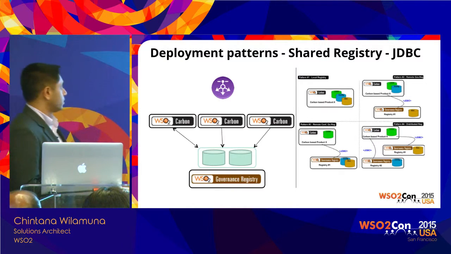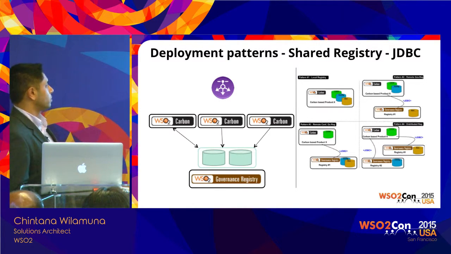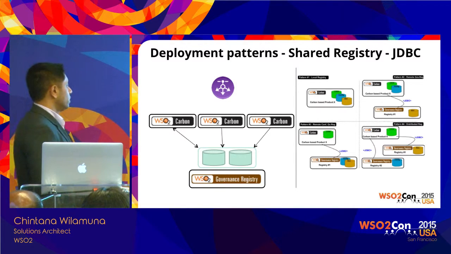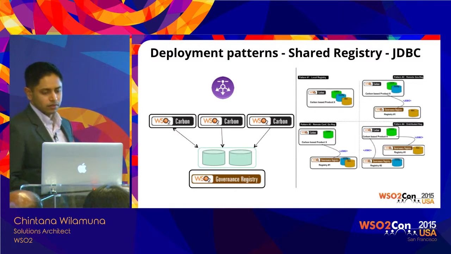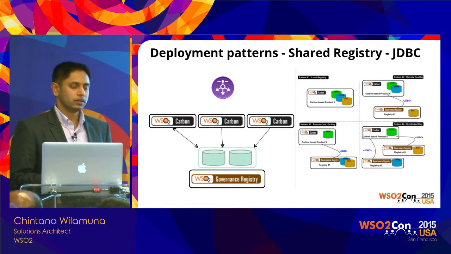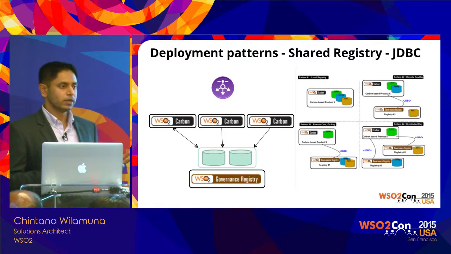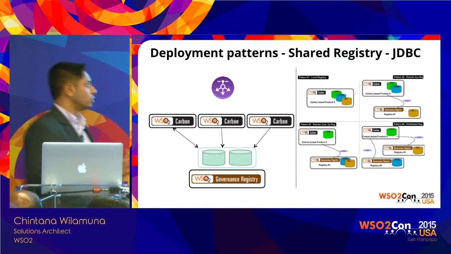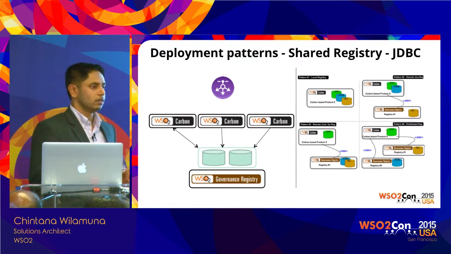Here we have the shared registry pattern, where the registry is shared using JDBC. When we have multiple Carbon products, we can mount the registry. The registry is an embedded component which has three separate spaces. We call them the local registry, config registry, and governance registry.